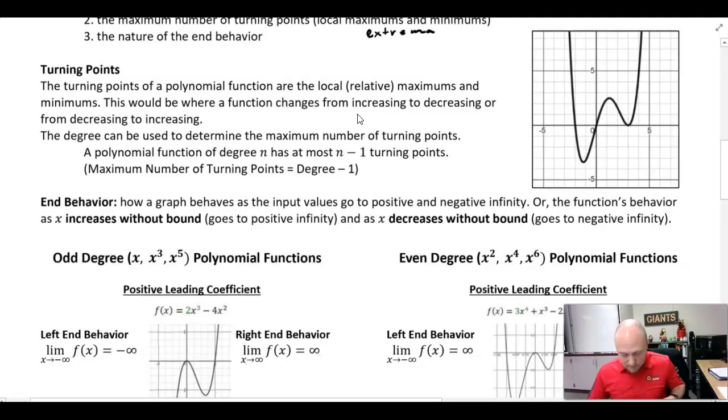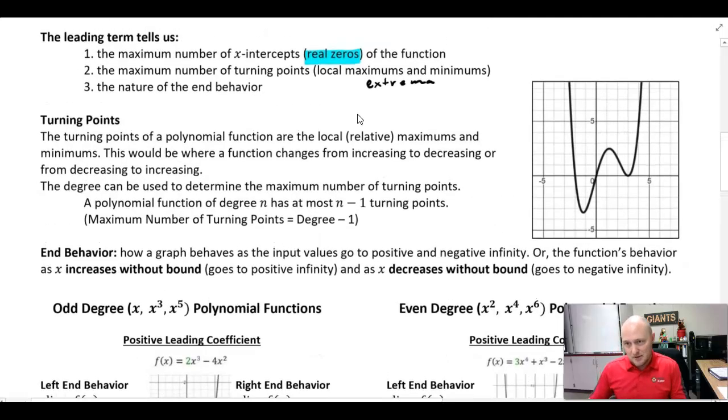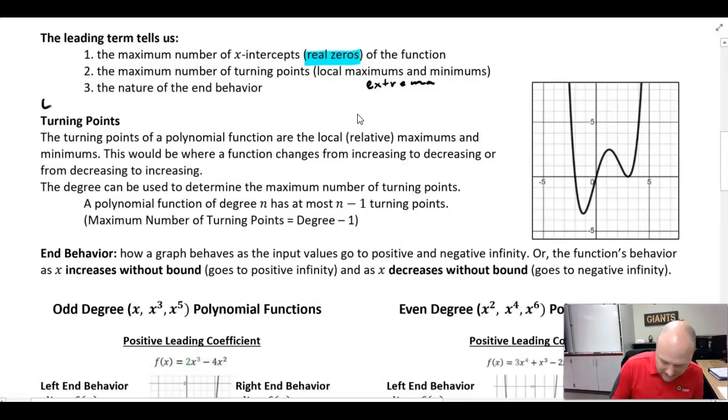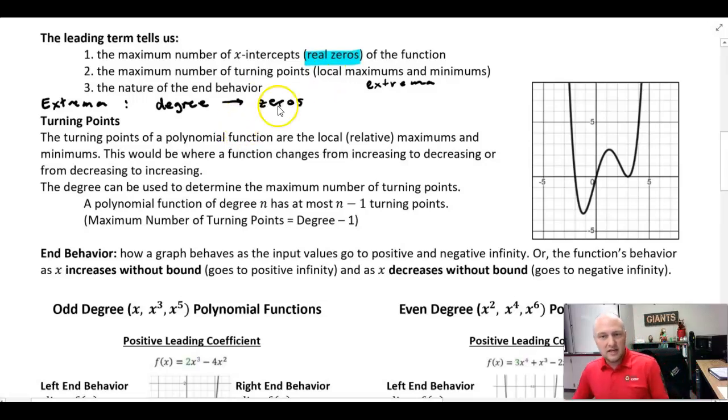Let's go ahead and look at turning points. Well, actually, first of all, I want to back up something they didn't include here. Please add this: extrema. So the maximum number of real zeros will be based upon the degree. Whatever degree your leading term is, that's going to give you your maximum number of real zeros. Can't be any more. Could be less because we could have some imaginary zeros, or we could have what's called multiplicity, where the zeros repeat, but that will be your maximum number.